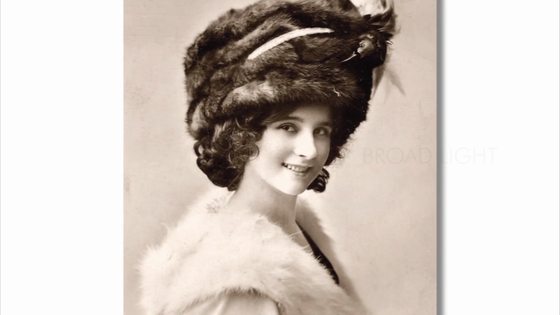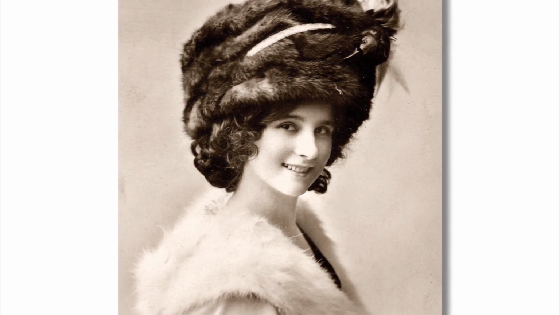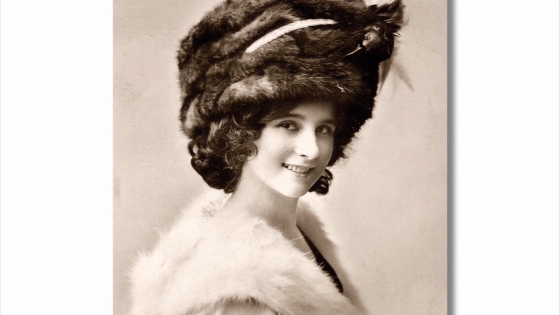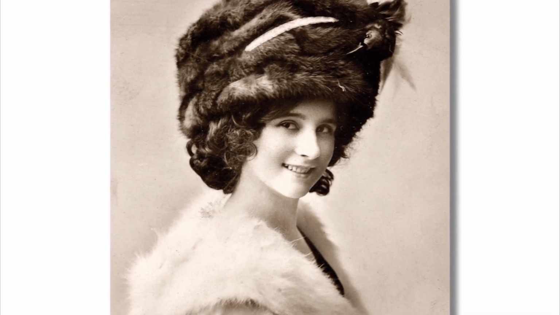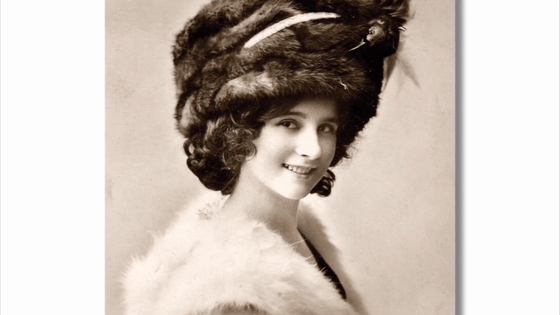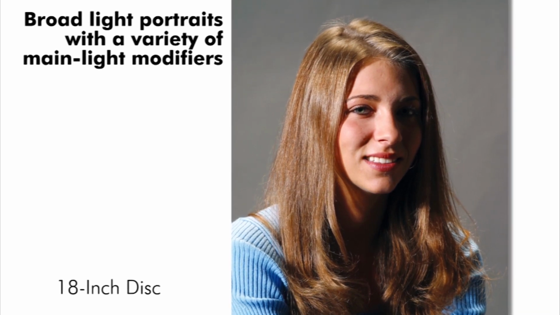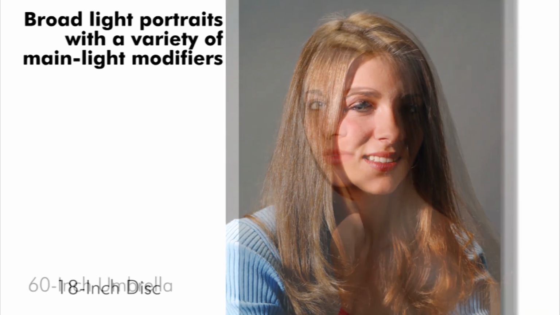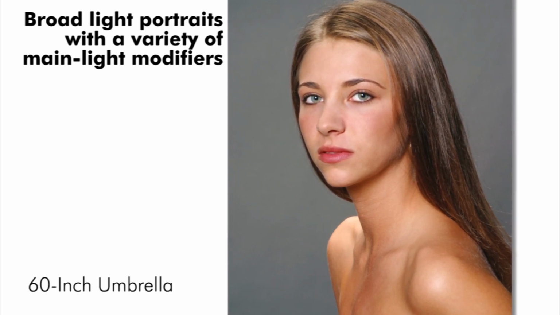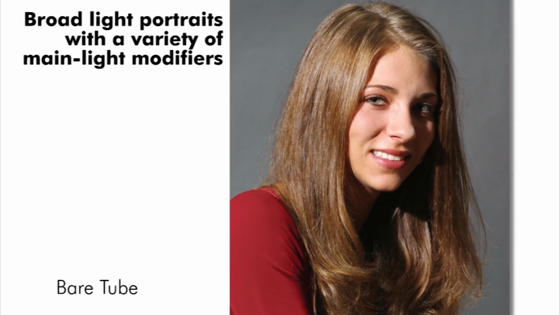One of the most basic styles, broad lighting, is defined by light that falls across the side of the face closest to the camera. When the subject's face is at an angle, this will be the side of the face that is most visible, the broad side of the face. Broad light can originate from either camera left or camera right, and, as seen in these photos, it can be created with any kind of light modifier you choose to use on the main light.